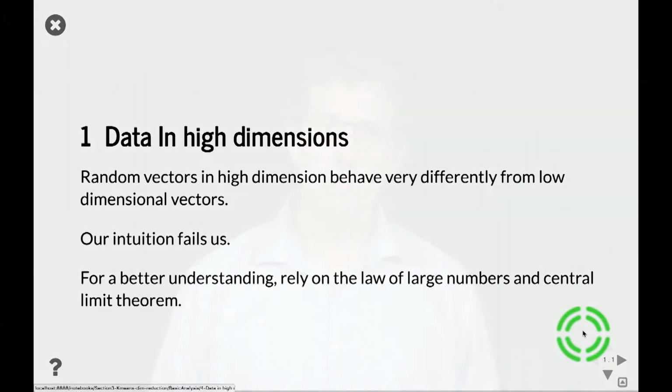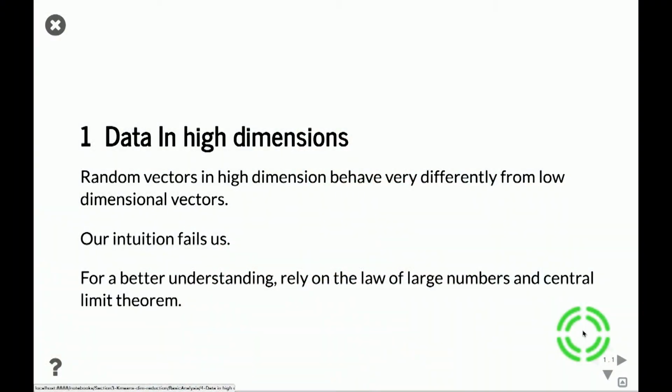Hi. In a previous video, we saw that the k-means algorithm fails when the dimension of the data becomes too high. In this video, I'm going to tell you about high dimension in general and give you some idea that in high dimensions, our intuition really fails us. It's hard to understand what is exactly going on, and in order to understand, what you really need to use is the law of large numbers and central limit theorem rather than your intuition about 2 and 3 dimensions.